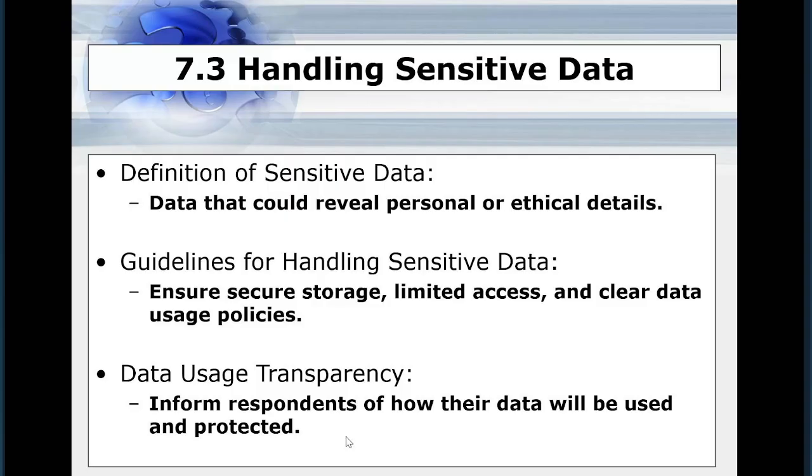Guidelines include secure storage protocols such as encryption to prevent unauthorized access, limit data access to necessary personnel only, and clearly communicate data usage policies to respondents. Transparency about data handling builds trust and demonstrates respect for respondents' rights. In consumer behavior studies, sensitive data like shopping habits tied to income should be stored securely, with respondents informed that the data will solely serve research purposes, reinforcing ethical standards.